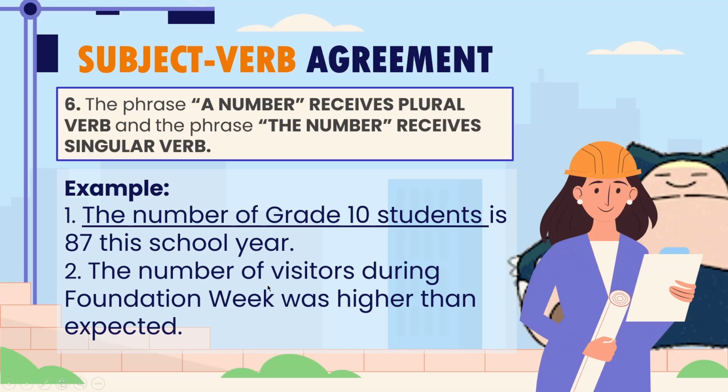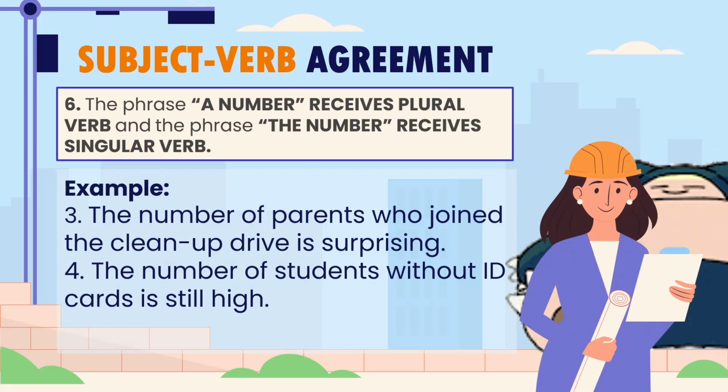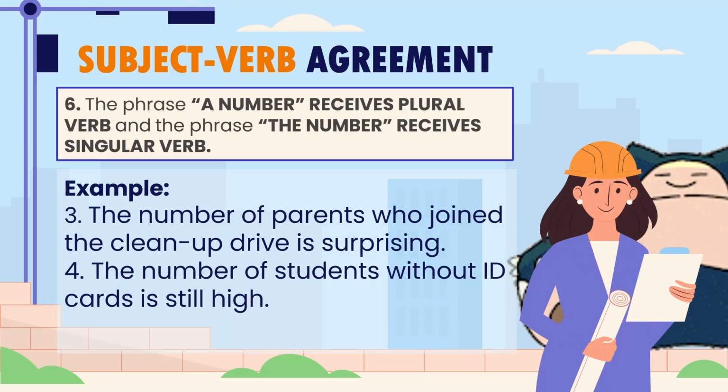Okay? The number of visitors during Foundation Week was higher than expected. Okay, so our verb used here is the word was. Next, the number of parents who joined the cleanup drive is surprising. So our verb used here is the word is. Next, the number of students without ID cards is still high. So, dito, medyo nakakalito siya kasi saan ka ba titingin, 'di ba? Pero, ang focus natin here in our sixth rule ay yung the number and a number. That's why, kapag the number, it is a singular verb.